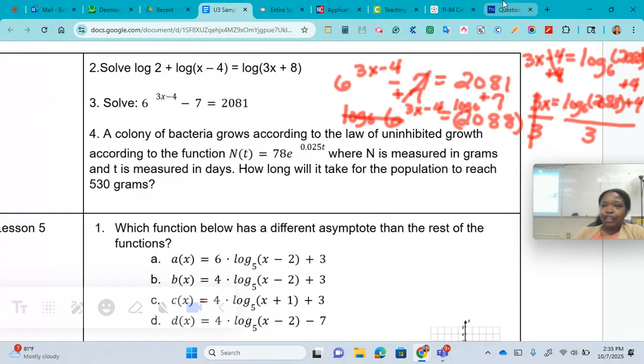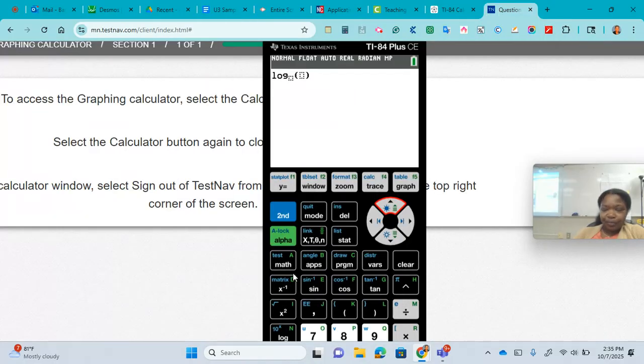Log base 6 of 2088. See, that messed me up.